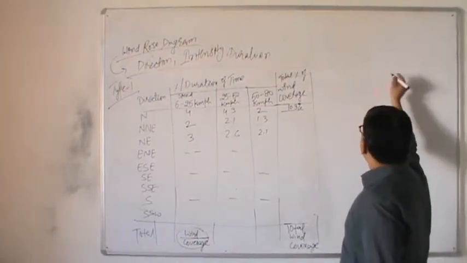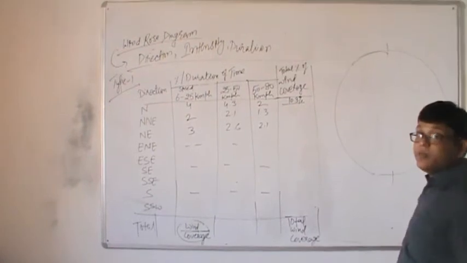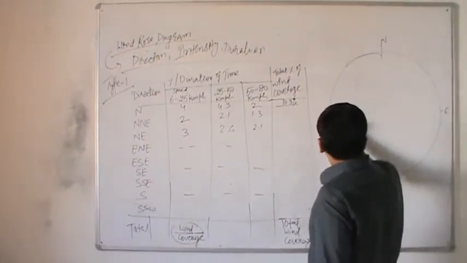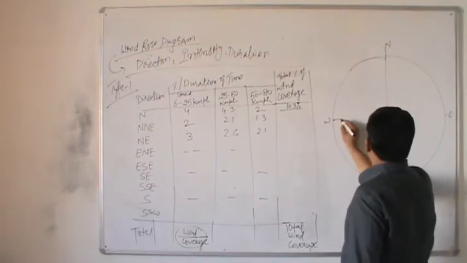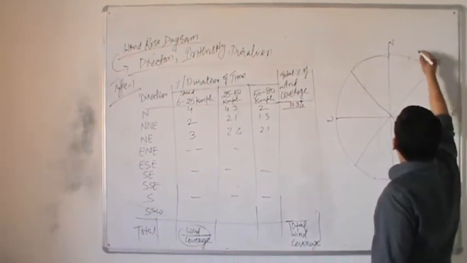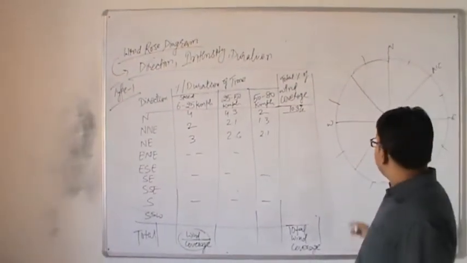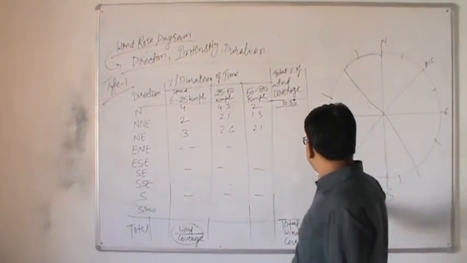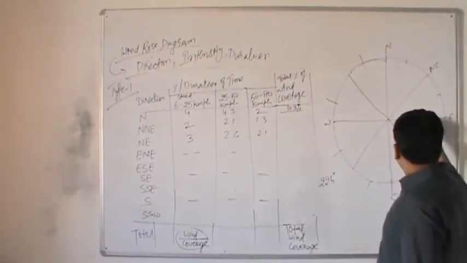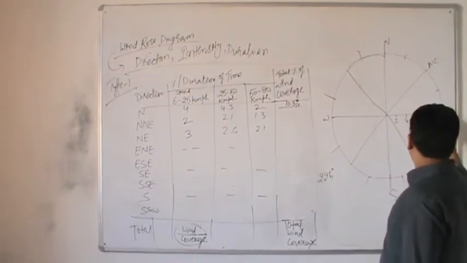We have to prepare a circle. This circle will be divided into the 16 parts: north, south, east, west, this will be northeast. Similarly, we have to divide this circle into the 16 directions using an angle of 22.5 degrees. Then here we have to mark the duration, that is, 2 hours, 4 hours, 2% of time in a year, 6%, 8%, 10, 12, something like this.